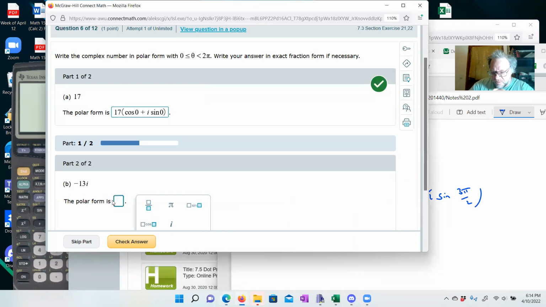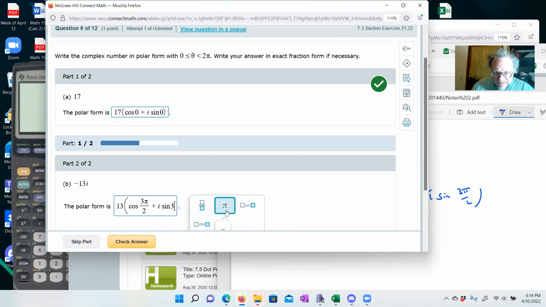Make sure our 13 here is positive, parentheses, and I want a cosine of, what do we have? We have 3 pi over 2, plus i sine, and we're going to have 3 pi over 2. And we'll chalk that up to a win here.